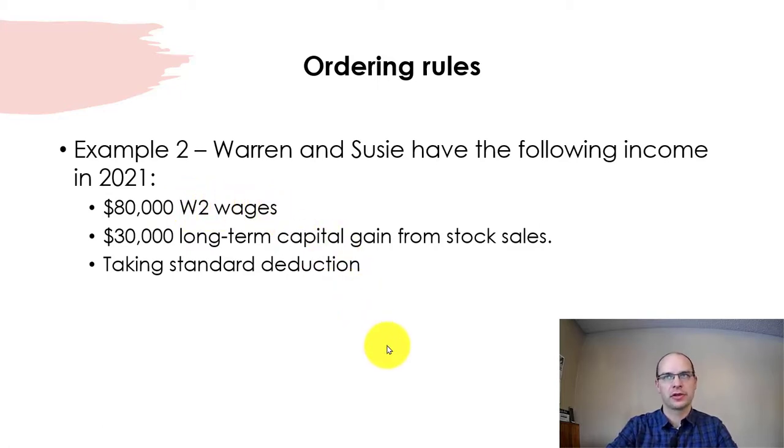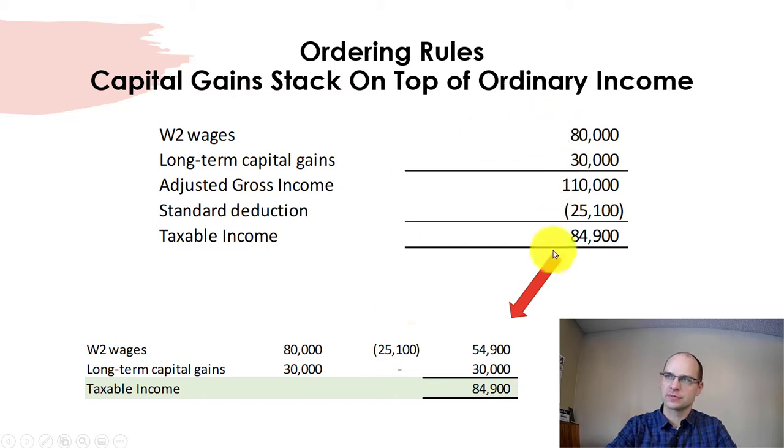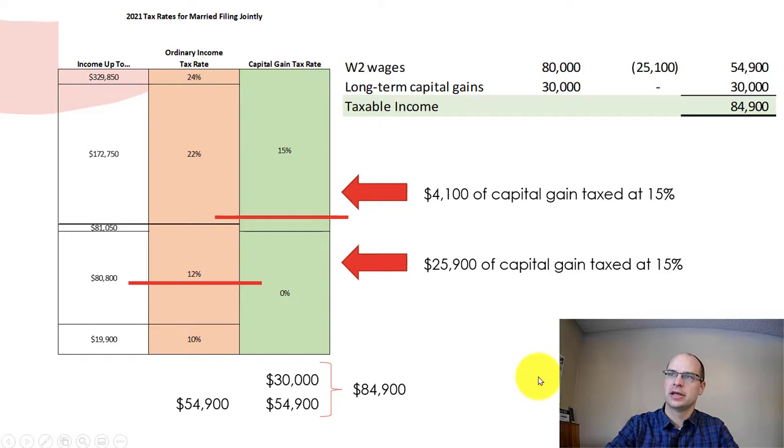and maintain their $30,000 long-term capital gain. So I'm going to drop right to the bottom. Again, the standard deduction always offsets ordinary income first. So they're going to have $54,900 of ordinary income and $30,000 in their long-term capital gain. So their $54,900, that obviously fills up this bottom tax bracket and pushes them up into the 12% bracket.